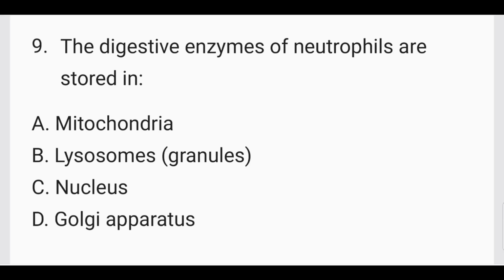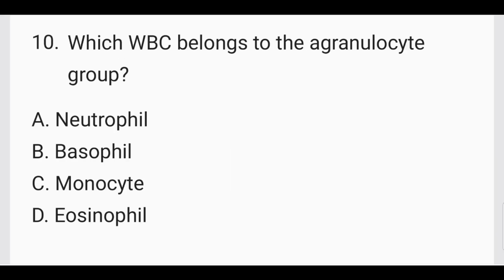Question number 9: the digestive enzymes of neutrophils are stored in A, mitochondria, B, lysosomes, granules, C, nucleus, D, Golgi apparatus. The answer will be B. In neutrophils, the enzymes are mainly present in the granules and lysosomes, which are present in the cytoplasm and are involved in phagocytosis.